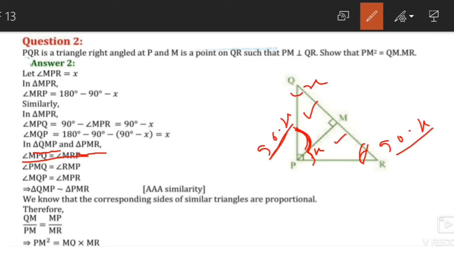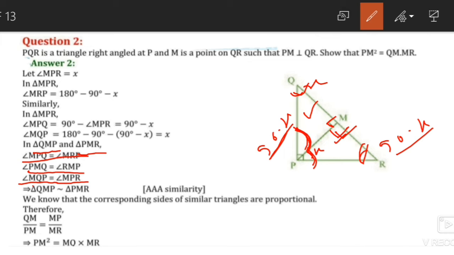Again, PMQ means this one is 90 degrees, and RMP is also 90 degrees, so they will be equal to each other. Again, MQP means X. MQP is equal to MPR. MPR is also X. That means they are also equal.